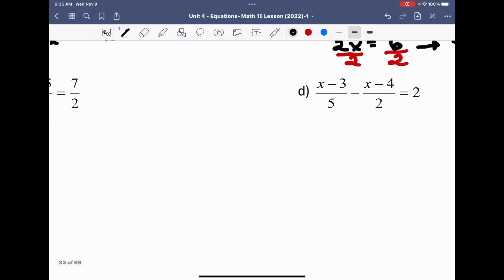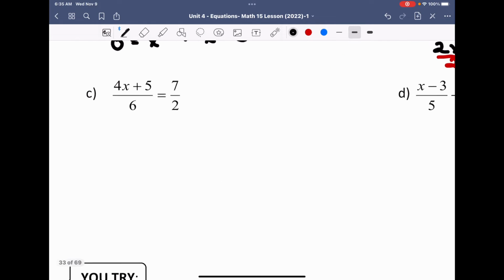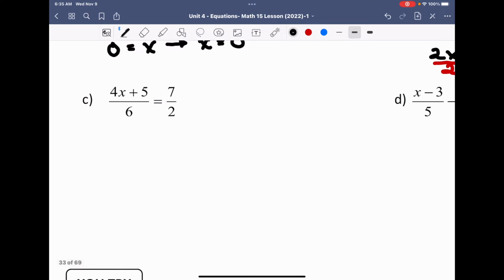All right, let's go down to example C here. So now we're not just automatically given an LCM. We're going to have to figure this out. How do we get an LCM? Well, it's the first number that both of them multiply to. So when I look at 6 and 2, well, I would realize if I multiply 2 by 3, I can get to 6. So we know that the LCM between 6 and 2 would be 6.